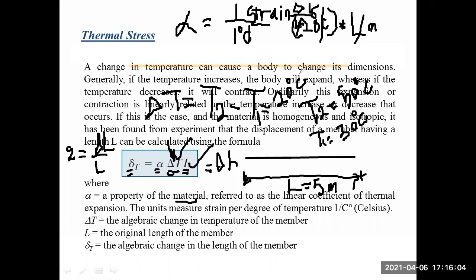Okay. Do you have any question on this formula? If you know the units of alpha, then you would know what kind of variables you need to multiply alpha with. Alpha's unit is strain over 1 degree Celsius, 1 strain per 1 degree Celsius. If you know what alpha is, then by multiplying alpha by delta T and L, you're going to get delta L, the change in length due to change in temperature. Okay, is that clear enough? If it is clear, we move forward.